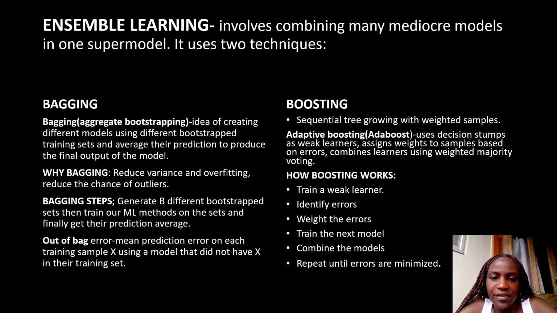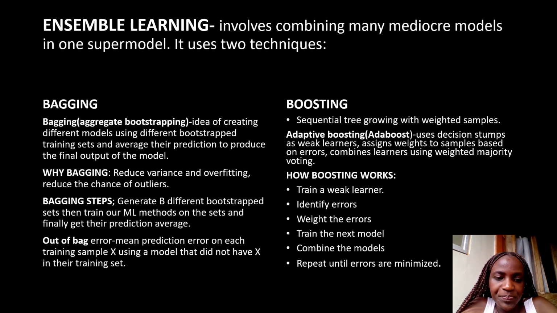To reduce variance and overfitting and to reduce the chance of outliers. So the steps in bagging are mainly 3. Second, generate these different bootstrapped sets, then train these machine learning models on these sets, and finally get the prediction average of the output. So, as I said earlier on, you get different sets from the original set that you want to sample. Then you train these sets based on the model you want to use on them. Then finally you get their prediction average, or mean, for the final prediction.